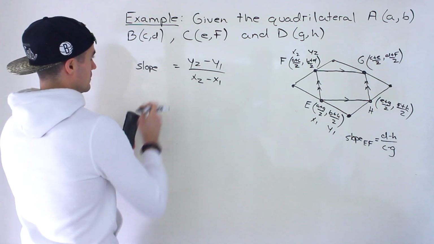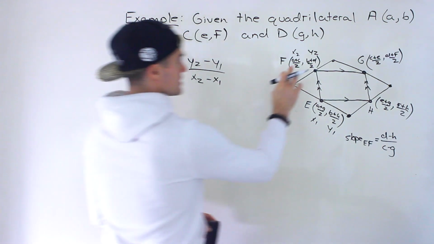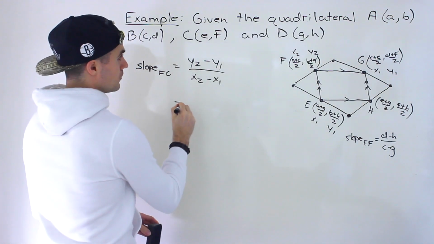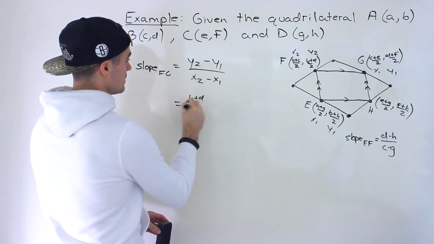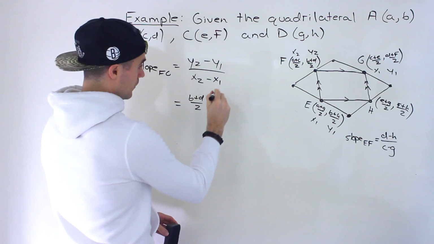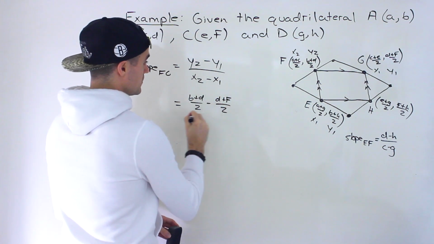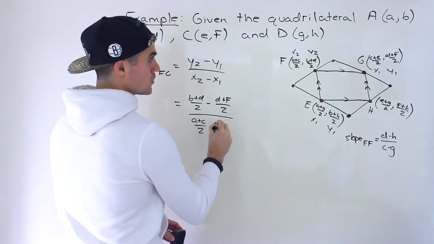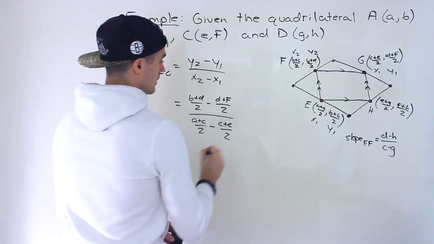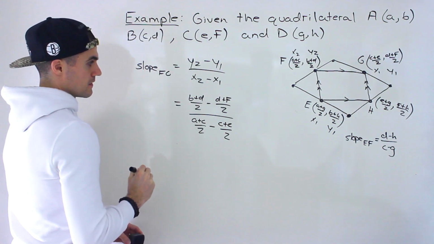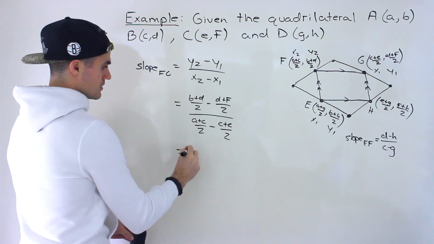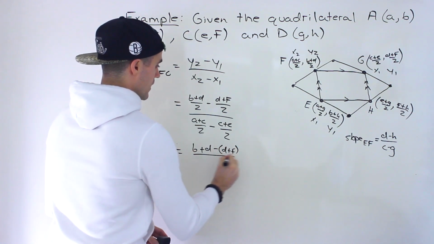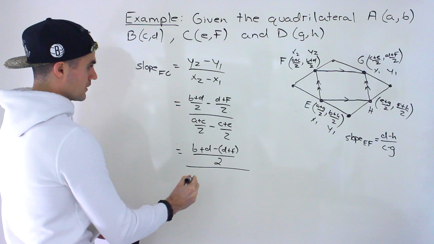Okay, so now let's move on to finding the slope of FG. Okay, so this is x2, y2, I'll label this as x1, y1. Okay, so what would we have? We'd have y2, which is b plus d over 2, minus y1, which is d plus f, and then that's going to be over 2. Then we'll have x2, which is a plus c, that's going to be over 2, minus x1, which is c plus e, and then that's going to be over 2, like that. Okay, now this here, just because we worked with the fractions in the previous one, we should be pretty comfortable just doing it all in one step at this point.